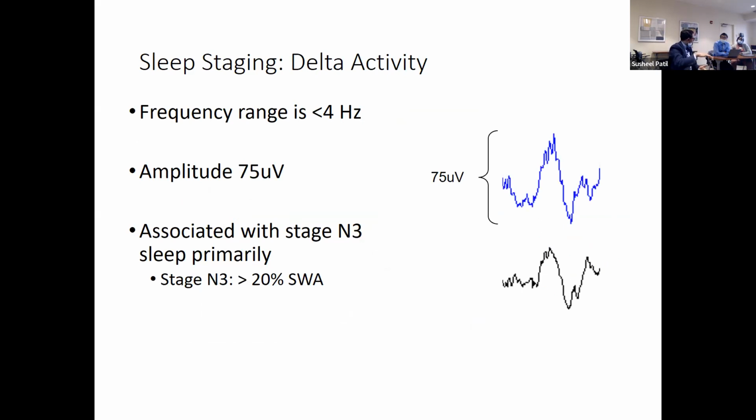I'm going to go through some examples of the different EEG signatures. This is an example of delta activity, so frequency would be less than 4 hertz. The amplitude, from peak to peak, should be 75 microvolts. We associate delta wave activity predominantly with stage 3 sleep. When you see more than 20% of the epoch as having this slow wave activity, we call it stage 3.